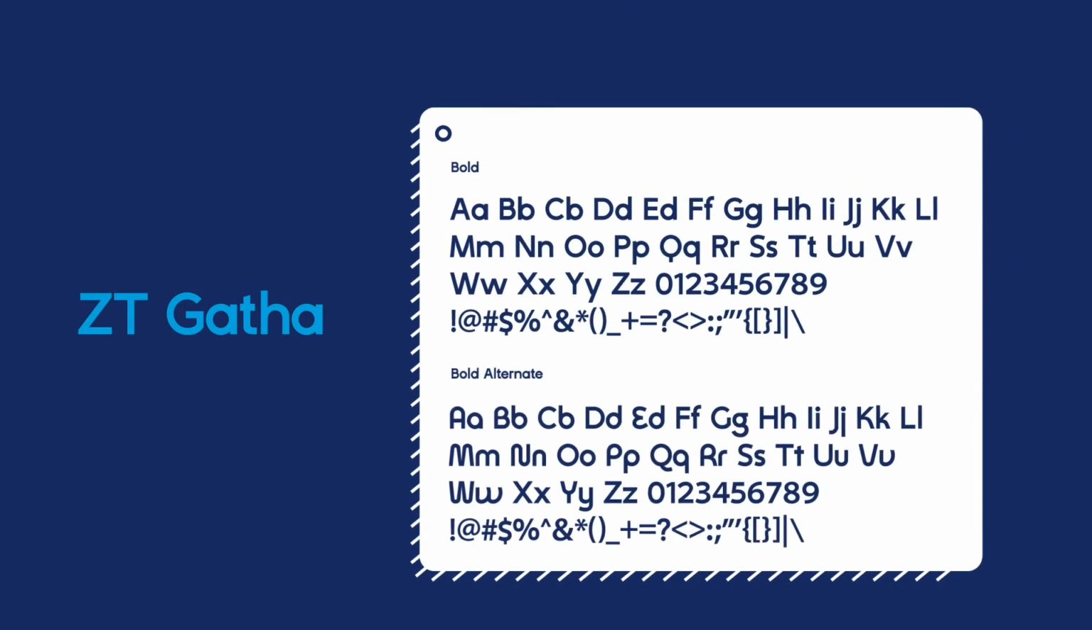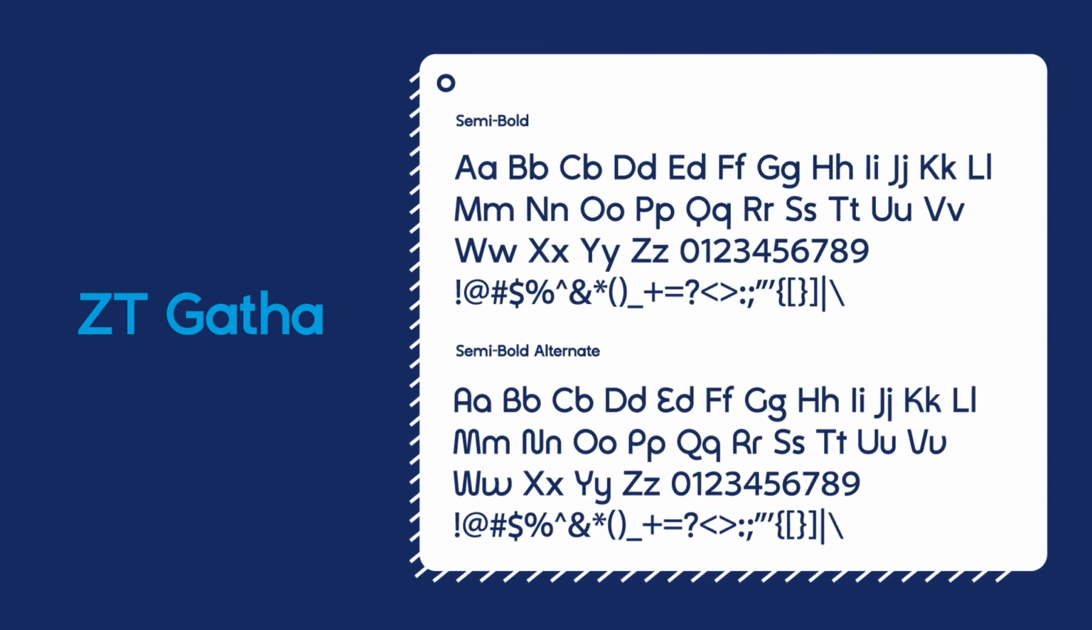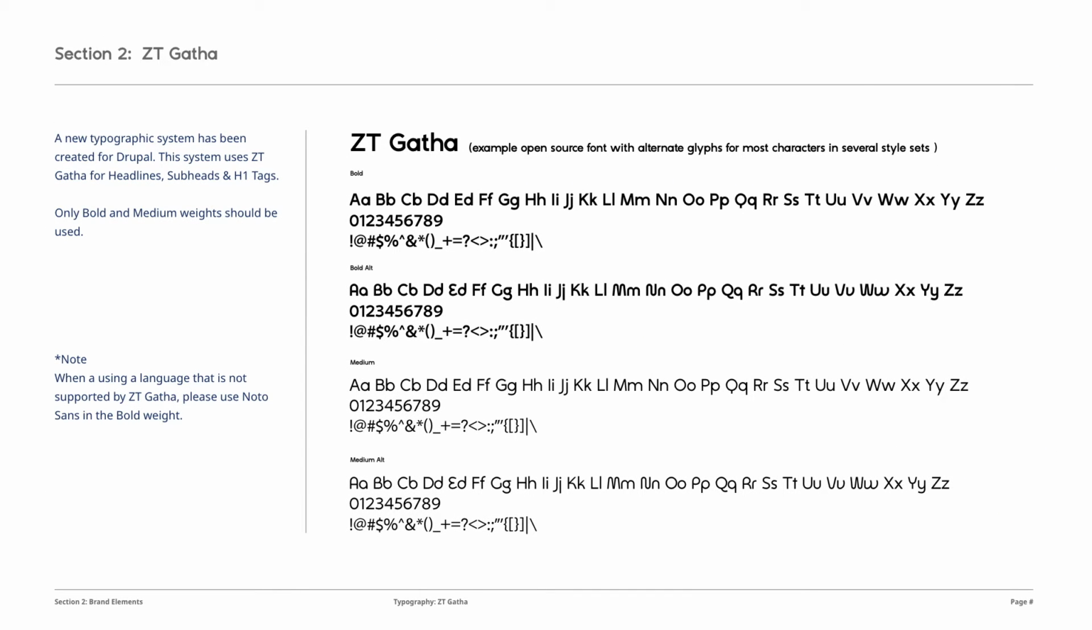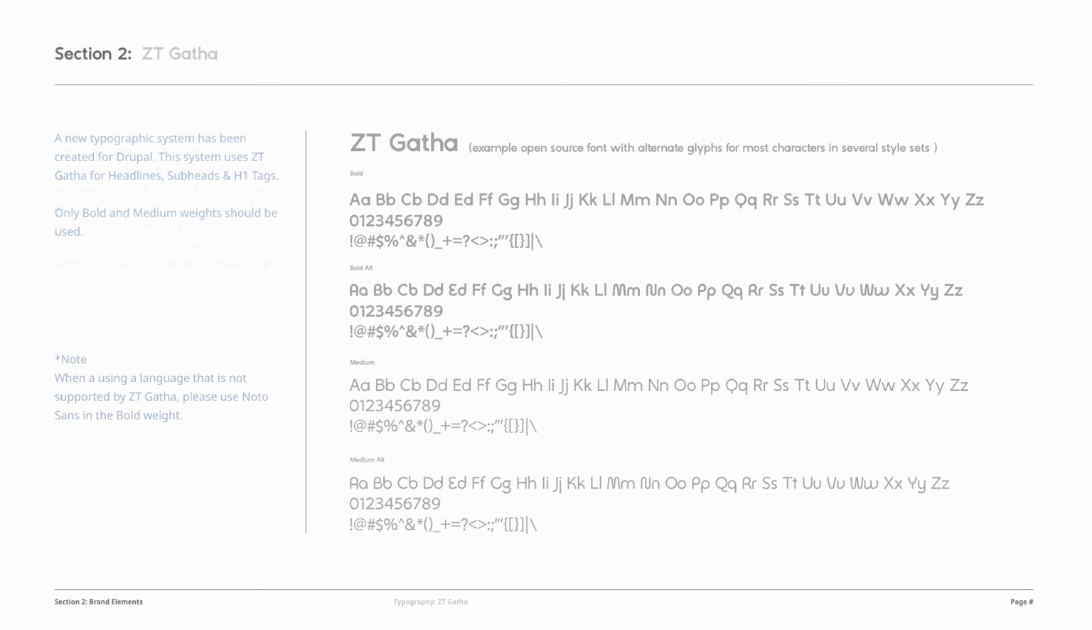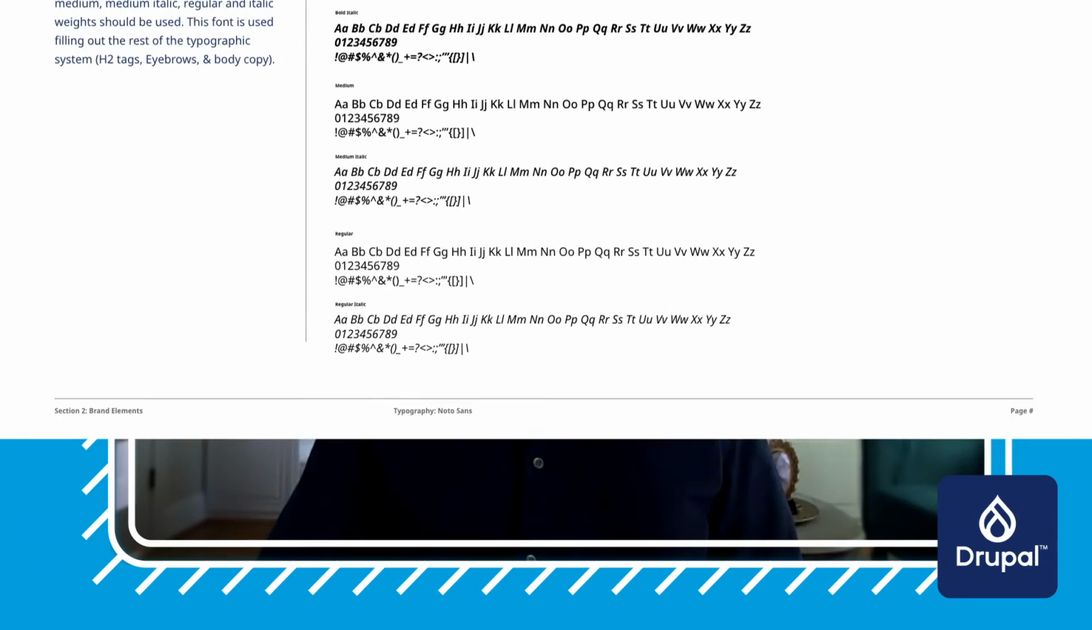The next important element of any design system is the typography. For our main typeface, we chose ZT Gotha, a clean and modern open source font. It has these really nice, unique alternate characters allowing you to add subtlety and customization to make each word your own. And we paired this with a secondary typeface called Noto Sans. This is what's considered a world font as it supports multiple language options. This set of typefaces makes for a really versatile and powerful pairing.